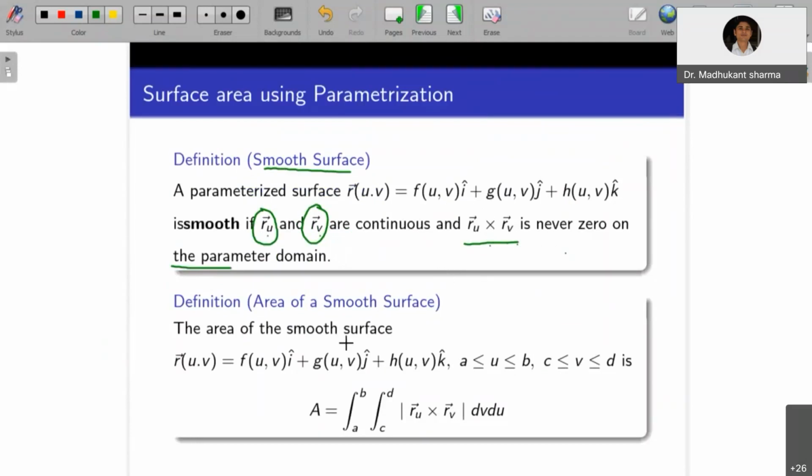Now, area of a smooth surface. The surface area is the double integral over S of d sigma. It can be shown that when you have r_u cross r_v, meaning a smooth surface, d sigma is given by this quantity.